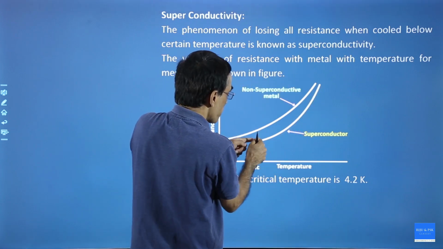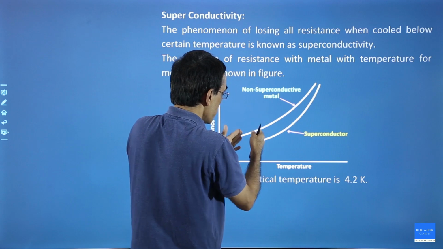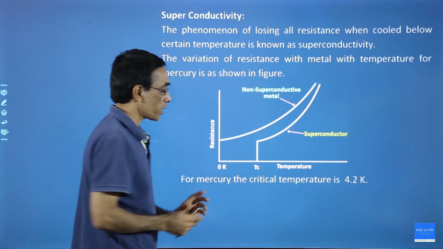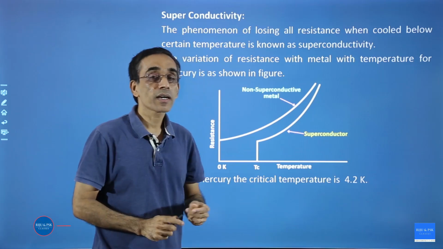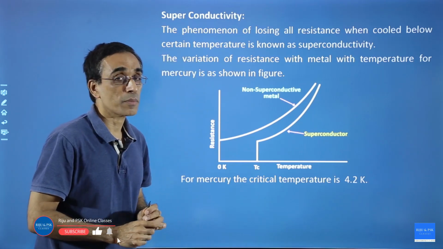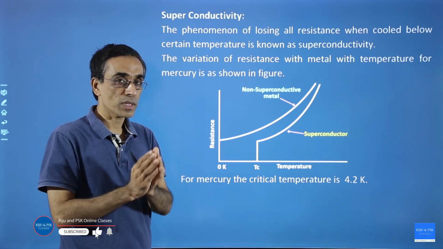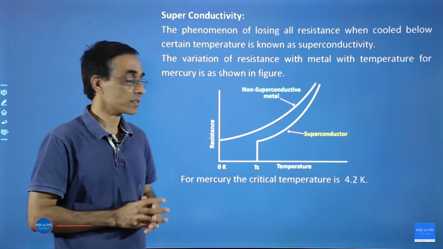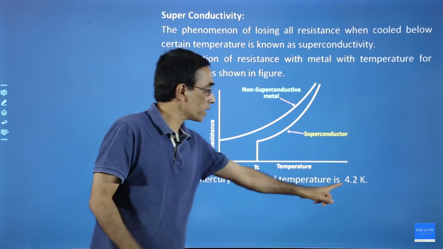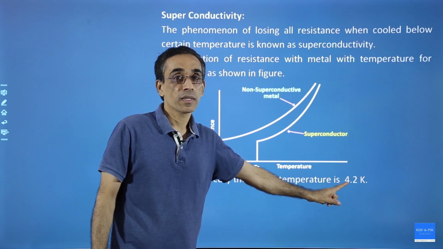But at this particular point, what happens? Suddenly the resistivity becomes 0 at a particular temperature. This is called the critical temperature. Tc is the critical temperature. What is critical temperature? The temperature at which a material loses all its resistivity or all its resistance. And for mercury, it is 4.2 Kelvin.